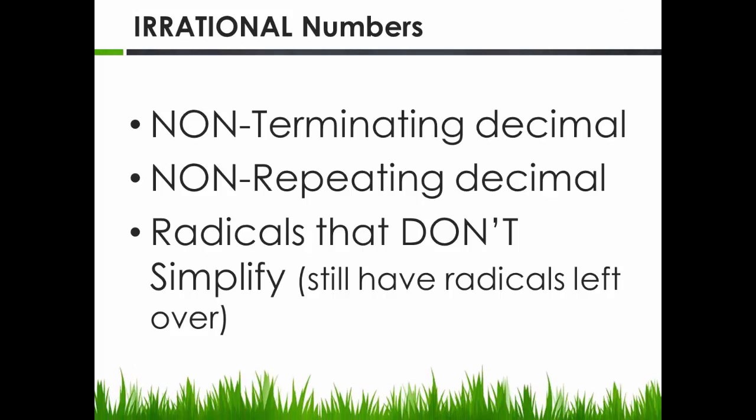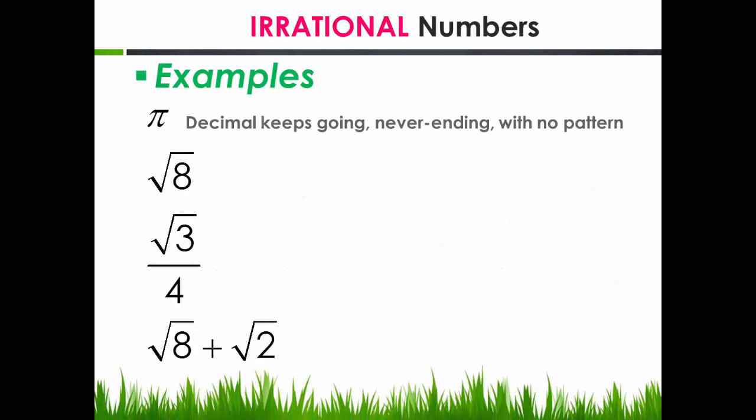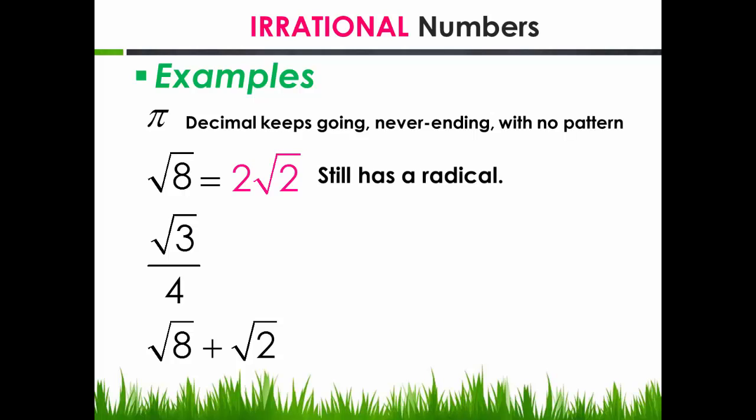Irrational numbers have a non-terminating decimal, a non-repeating decimal, or radicals that don't simplify. Pi is our most common example of an irrational number. Radical 8, when you type this into a TI-36X Pro, it simplifies to 2√2. Since it still has a radical, it's an irrational number.